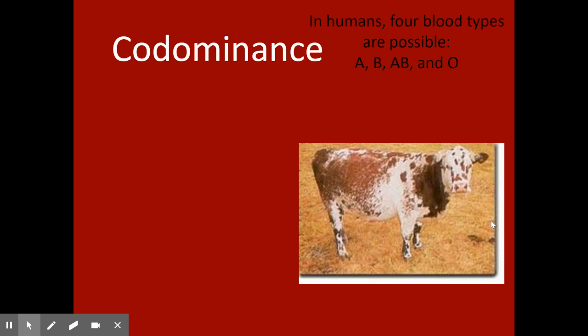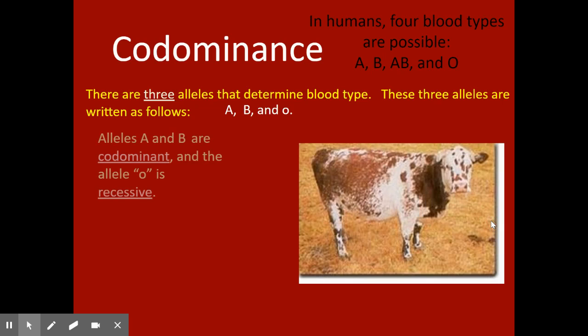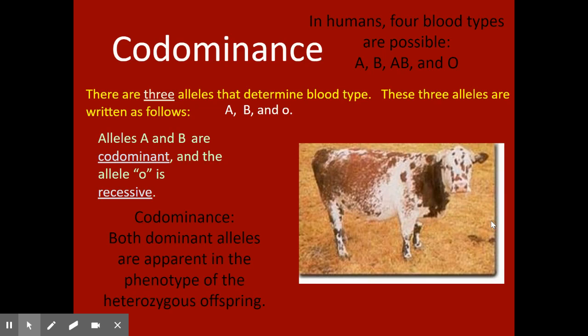We can also see codominance when we talk about human blood types. In human blood types, there are actually 3 alleles that are going to determine your blood type. The 3 alleles are written as follows: A, B, and O. The alleles A and B are actually codominant, and the allele O is recessive. Remember, in codominance, both dominant alleles are apparent in the phenotype of that heterozygous. So they share the dominance, and they're both going to be shown at the same time.